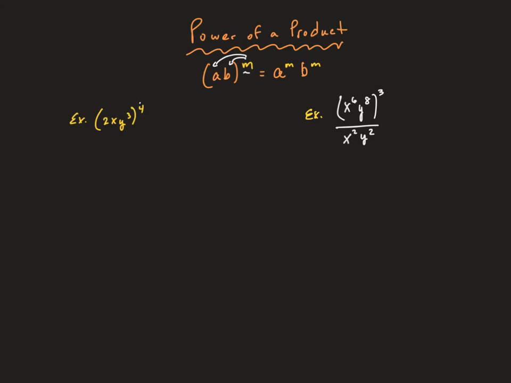So in this example, 2 is going to be raised to the 4th power. x is going to be raised to the 4th power. And y to the 3rd is going to be raised to the 4th power. So if I go ahead and rewrite that, it's going to be 2 to the 4th power times x to the 4th power times y to the 3rd raised to the 4th power, which 2 to the 4th power is going to give me 16, x to the 4th, and then right here is going to be a power raised to a power, so that is going to be y to the 12th.